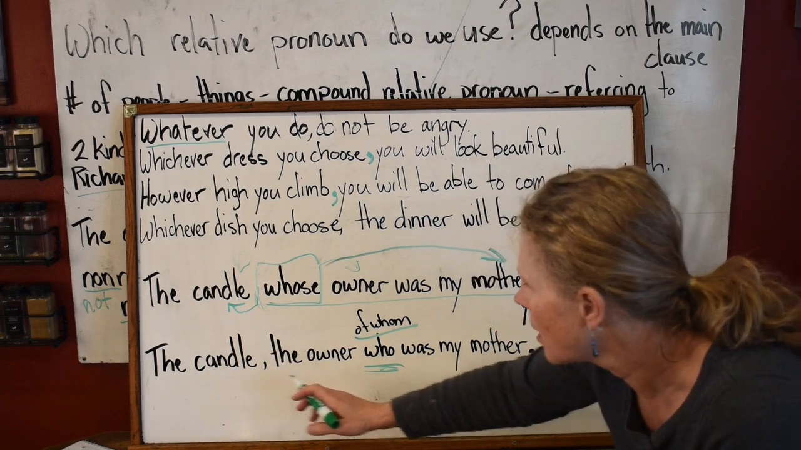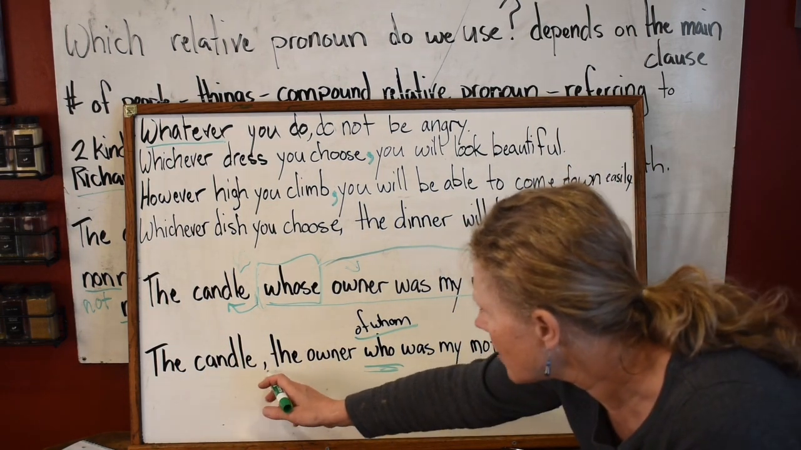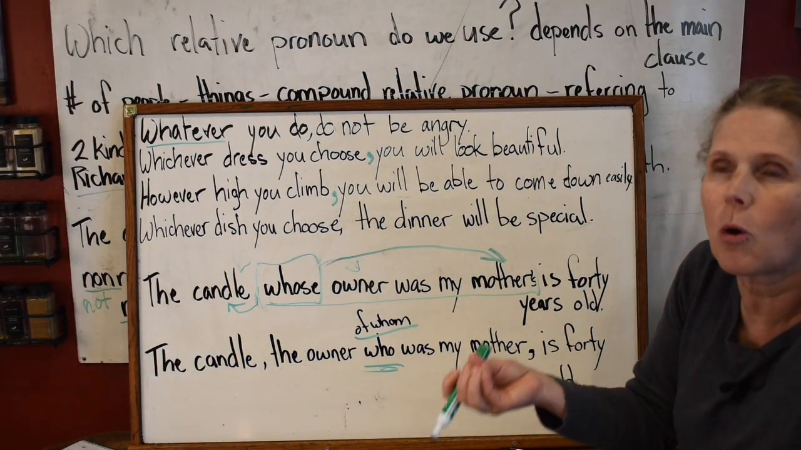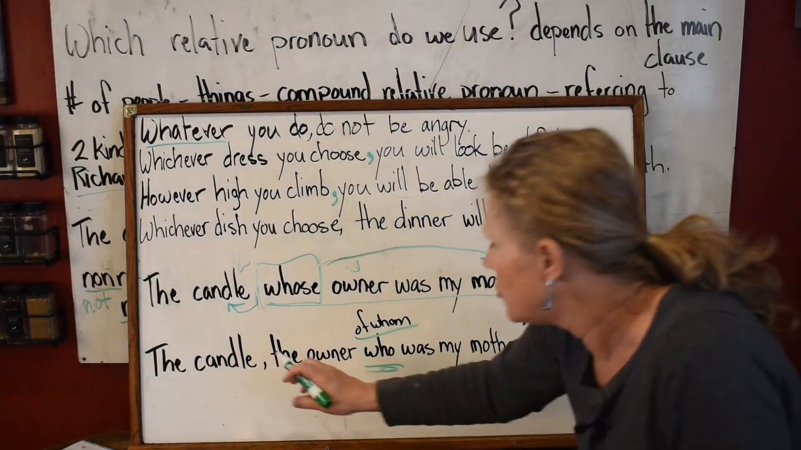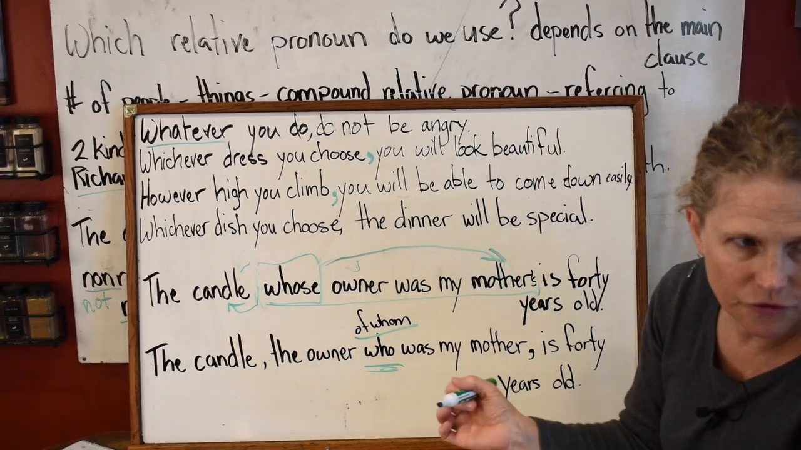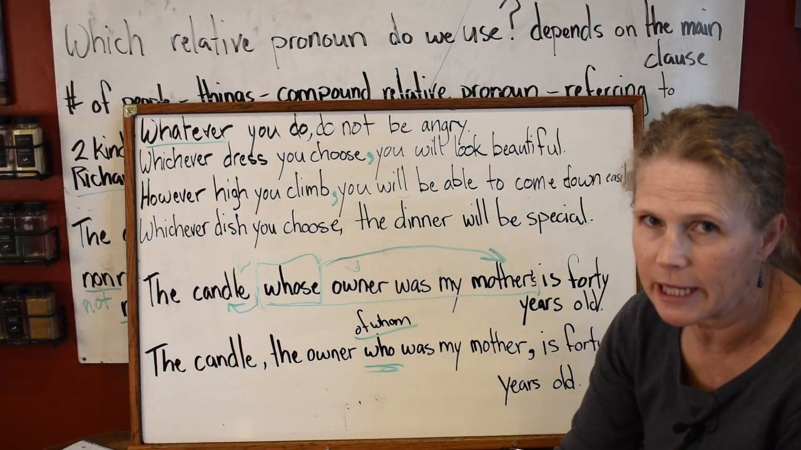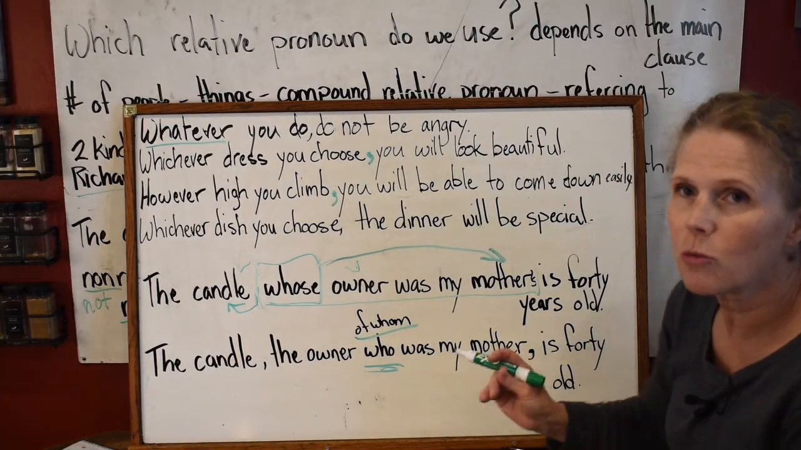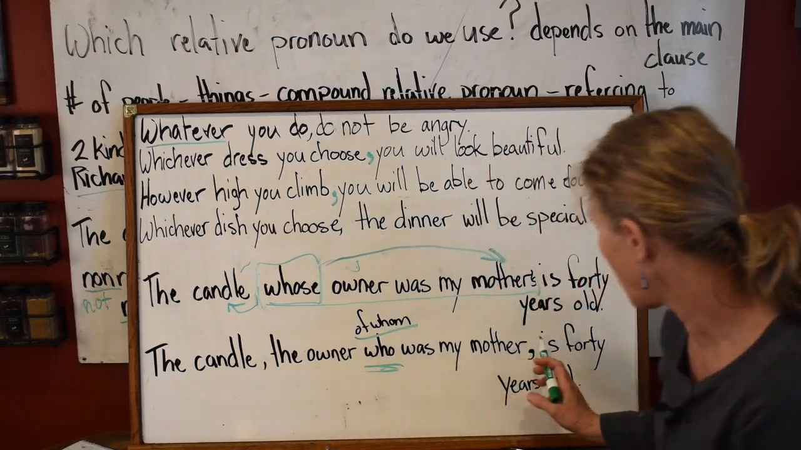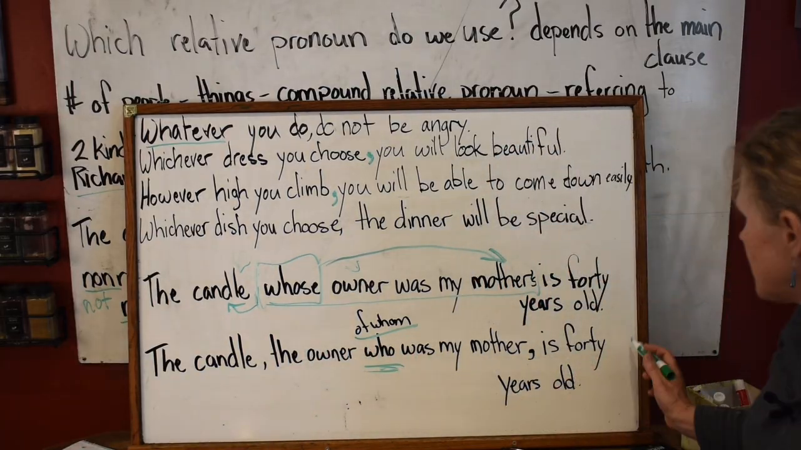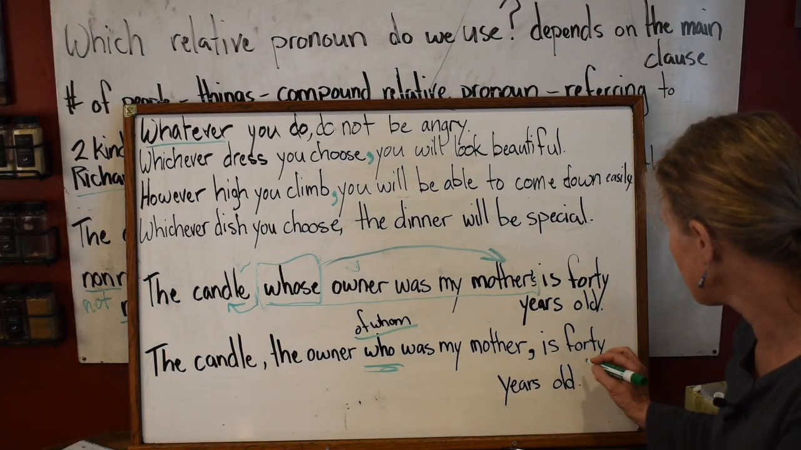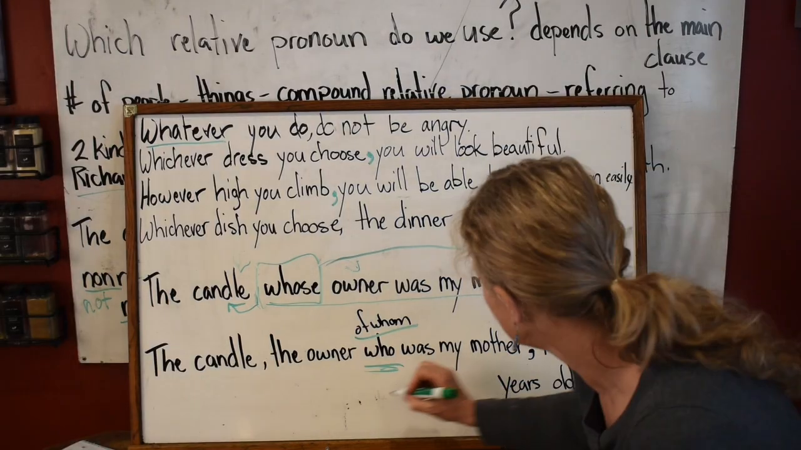The owner of the candle. See how you absolutely need commas. If you decide, no, this is how I want it to be said, make sure you put commas around that, because it sounds goofy and it will not read smoothly if you don't have the commas in there. The candle is 40 years old. Oh, hey, also what's kind of fun right here, look at this, 40.